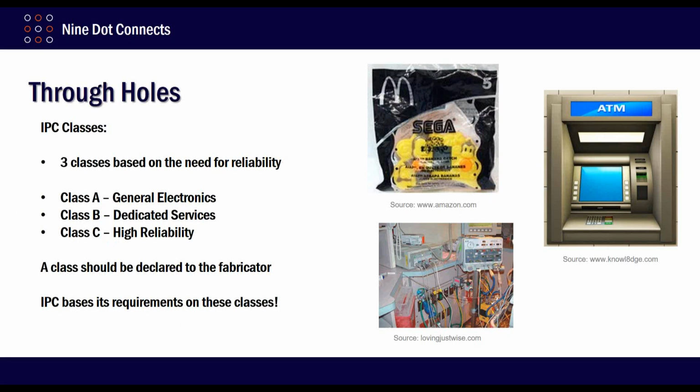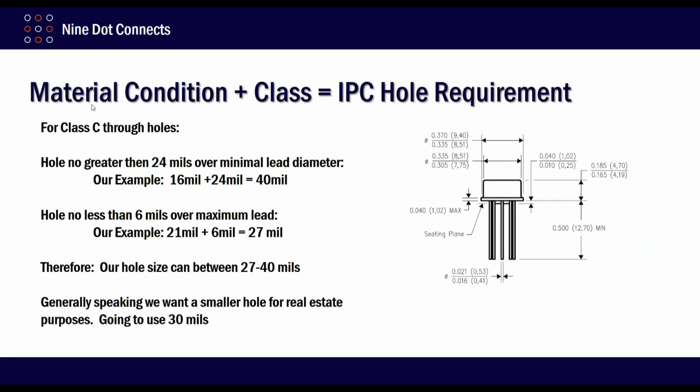Definitely have that conversation with your fabricator. But the key point I bring this up, you're saying, what does this have to do with footprints? What it has to do with footprints is that IPC bases all of its requirements on these classes. So if we go to our next slide, if we look at material condition, which we talked about 2 slides ago, and we talk about class, we get our whole requirements. If you go through IPC standards, you'll see 3 requirements based on A, B, and C.